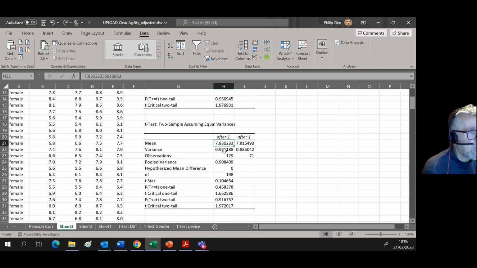Again, we can say the variances are similar, but the p-value, the two-tail one, the one that I'm interested in, 0.916. Again, there is insufficient evidence to suggest that gender has an impact or is an influencing variable regarding whether your devices have a greater impact on one or t'other.